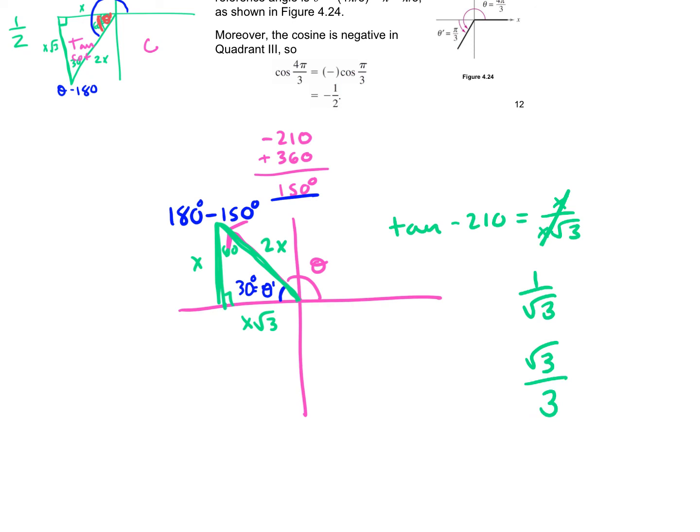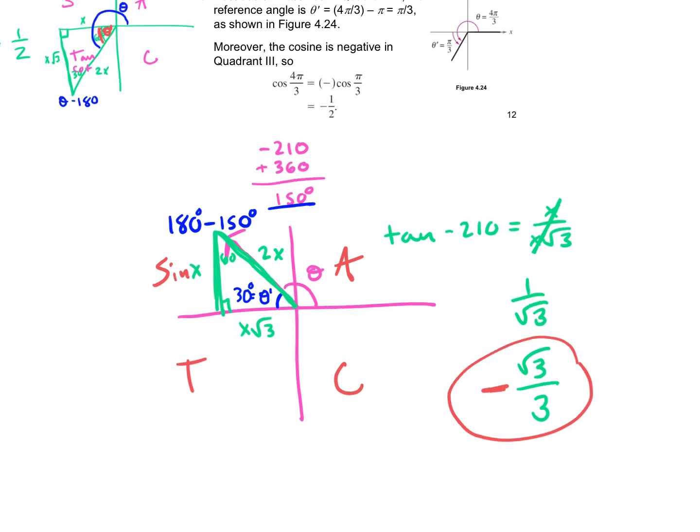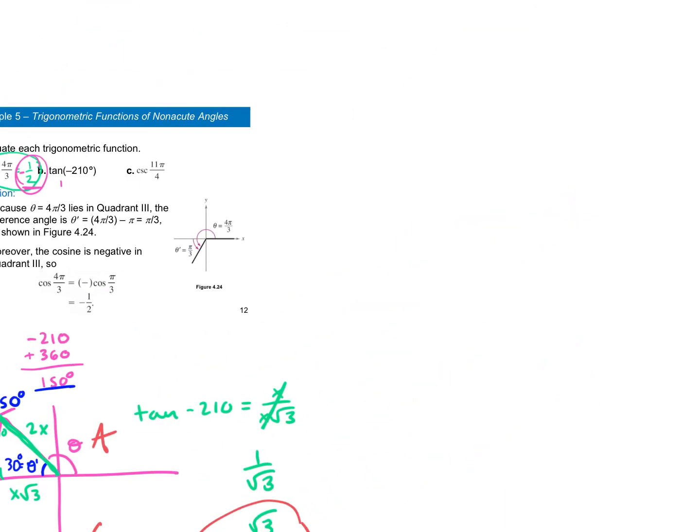Last thing we have to do is check our sign. So All Students Take Calculus. Is tangent positive or negative in the second quadrant? Negative. It's negative because only sine and its reciprocal are positive. So this should be negative root 3 over 3. Yes. All right, so last one is cosecant of 11 pi over 4.